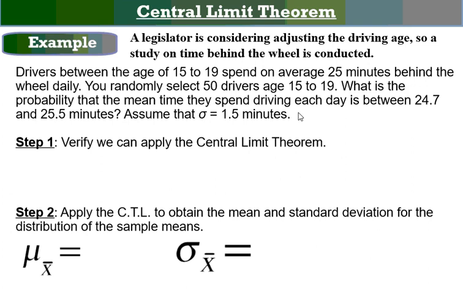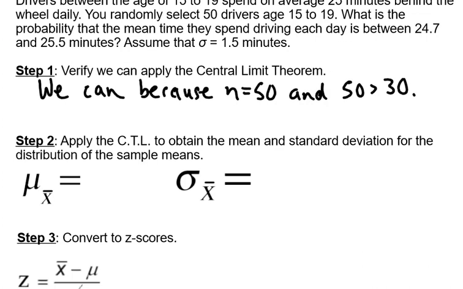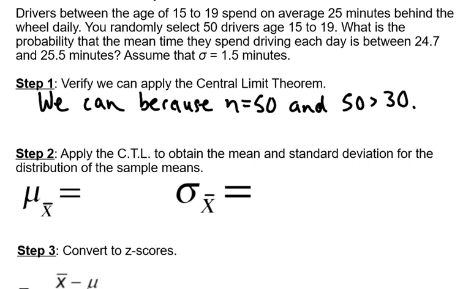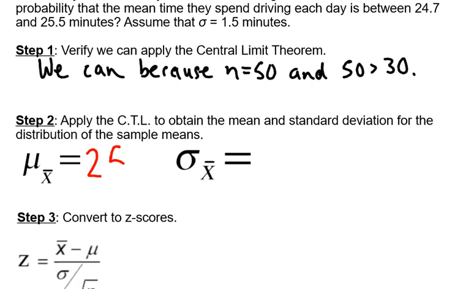So first off, verify that we can apply the central limit theorem. And we can, not because the population is normally distributed, but because our sample size is equal to 50, and 50 is greater than 30. So we need a sample size of at least 30, and we do. So now we can apply it. The average for our distribution will have the same average as the population, and that was assumed to be 25 minutes.